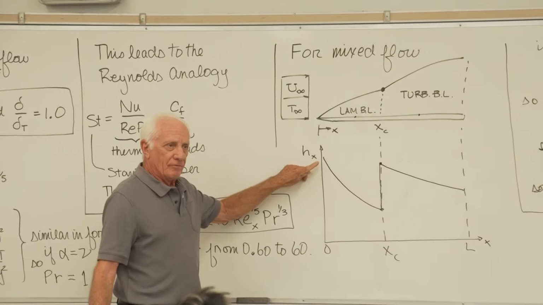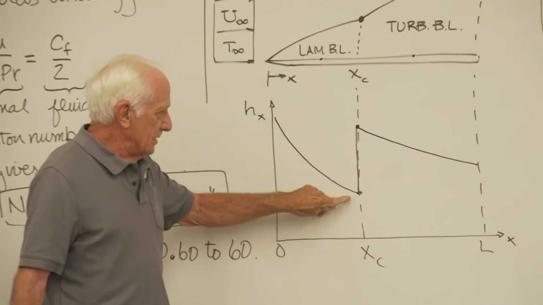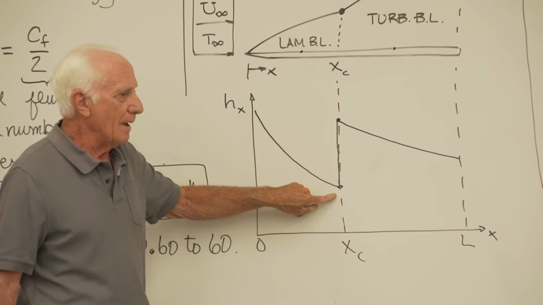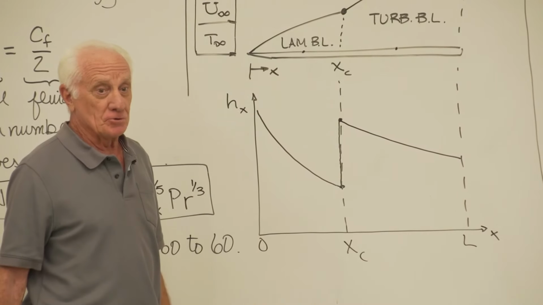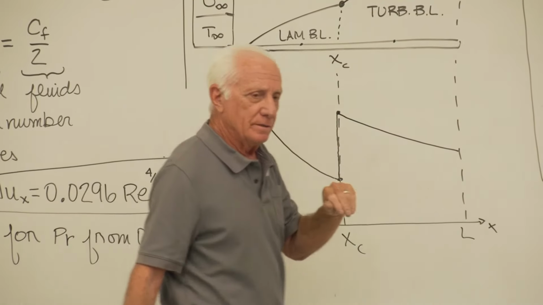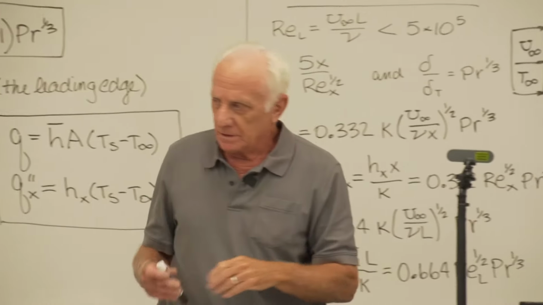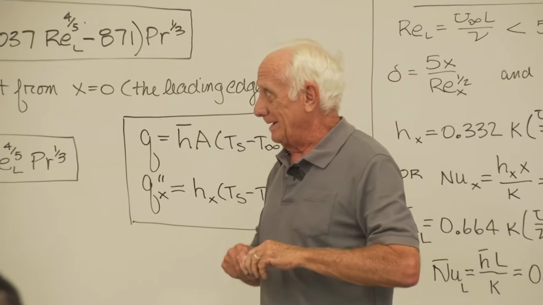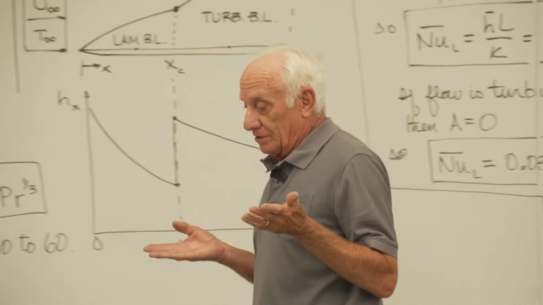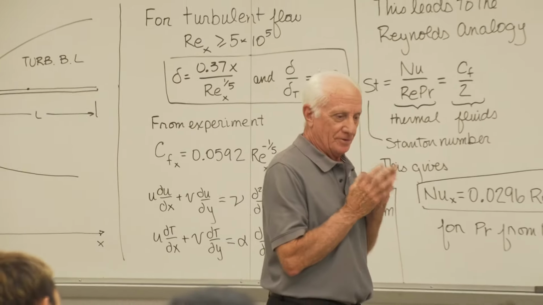Hx, really good near the front of the plate, the best. Hx goes down until it reaches the critical x value. Now the flow transits to turbulent. Bam! The heat transfer goes up again. But now it declines at a more gradual rate in the turbulent part of the boundary layer. So that is why, again, if you want good heat transfer, you want turbulent flow.